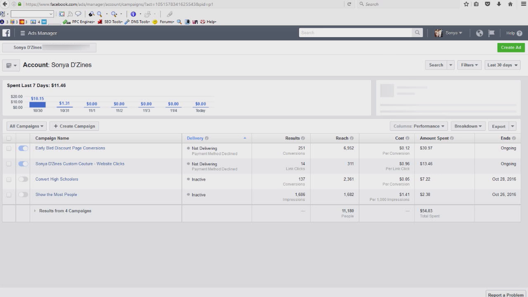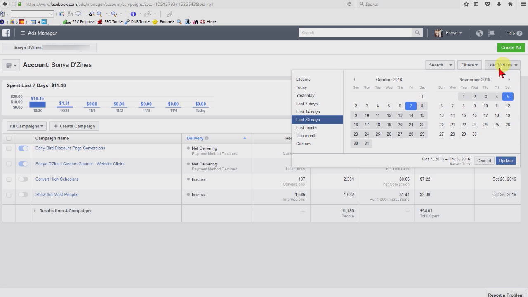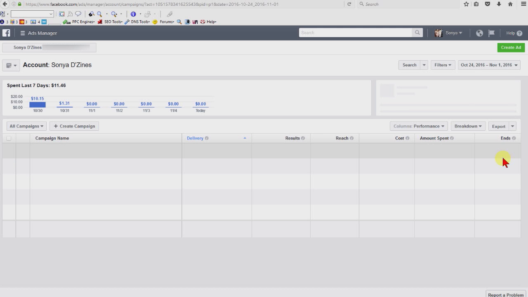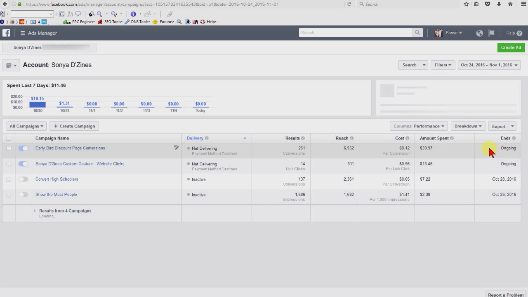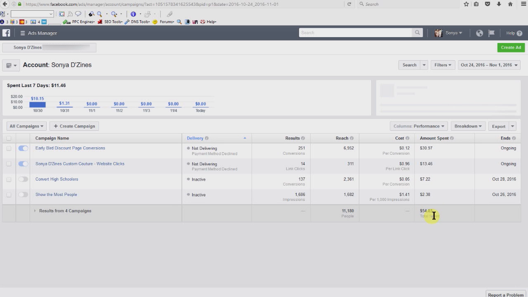Now, in all, for this campaign, we spent about $54.03. Well, how long did we run this campaign? Well, let me show you. We go up here and we started this campaign on October 24th, and I ran it through November 1st. And when we update it, you'll see that these numbers still hold true. So here we are. $54.03 is what exactly we spent in order to get these results.